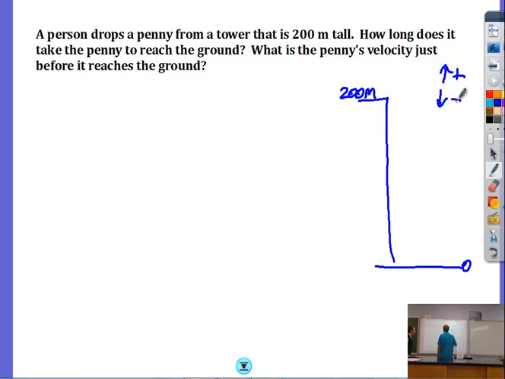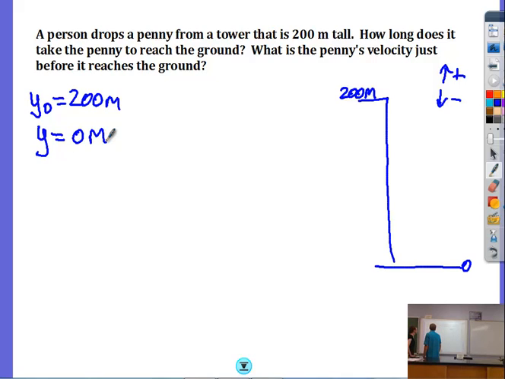All right. So how long does it take the penny to hit the ground? So let's list what we know. I know where it starts. Its initial position is 200 meters up. I know where it ends. Its final position is 0 meters. Do I know anything else? Well, that's all the problem gives you, but we can also calculate our displacement from what you got here. Negative 200 meters, which makes sense because it didn't fall up, it fell down.